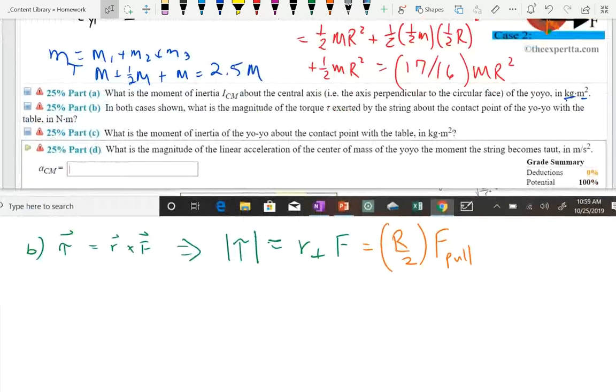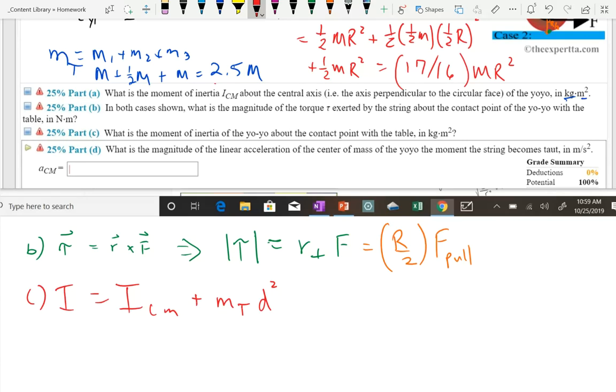Okay, so part C is the part that I sent the email about, where we have to use the parallel axis theorem. The theorem that says that the moment of inertia about a point that's other than the center of mass is equal to the moment of inertia about the center of mass plus the total mass times the distance from the center of mass squared. So notice I put m sub t, where m sub t I defined above is 2.5 m.